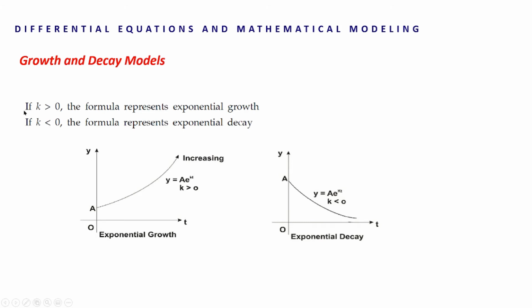As already mentioned, if k is greater than 0, the formula represents exponential growth. So if we have y equal to a into e raised to kt, where k is greater than 0, then we have exponential growth, increasing. If k is less than 0, then the formula represents exponential decay. So here if we have y equal to a into e raised to kt, where k is less than 0, or we have y is equal to a into e raised to minus kt, then this represents exponential decay.